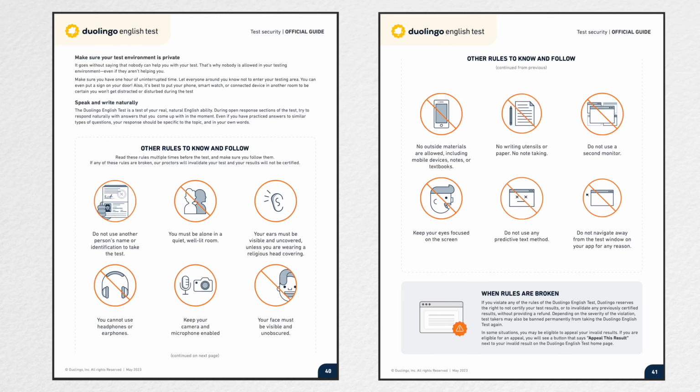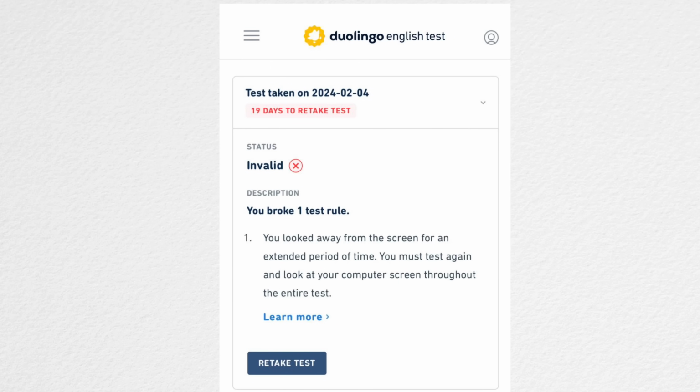The best way to learn about these rules is to go to the official Duolingo test guide and go to pages 40 and 41. And here are all of the rules you need to follow. It's very important that you read these rules, understand them, and of course follow them when you take the test. If you get caught cheating or mistakenly breaking one of these rules, you'll get an email like this saying that your exam was uncertified. Sometimes Duolingo lets you retake the exam again at no cost, but other times if they think that you were actually cheating, then you might get banned for life.